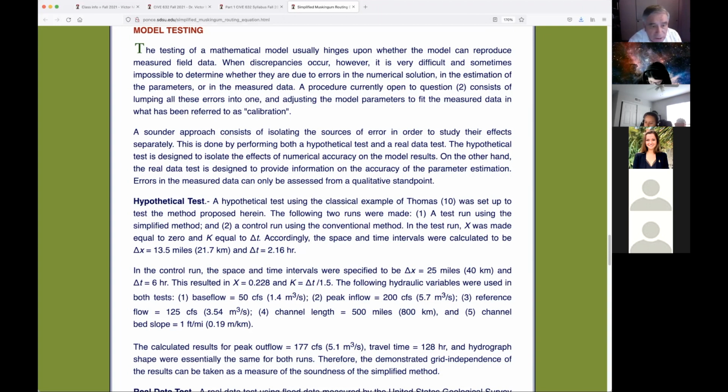On the other hand, the real data test is designed to provide information on the accuracy of the parameter estimation. Yes, the parameter could be wrong. The Manning's n could have been too high or too low, the estimation. The only way to correct the Manning's n is to actually do a measurement. And nobody does that. I'd say less than 1% of the people out there working are doing measurements because they're expensive, they're cumbersome, they're trouble. But we can estimate. And estimating Manning's n has become the bread and butter of hydraulic engineers. We do it all the time.